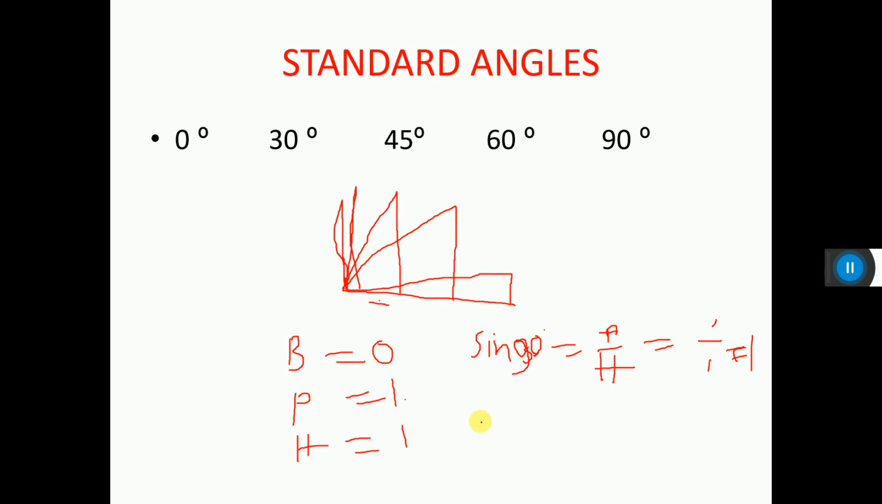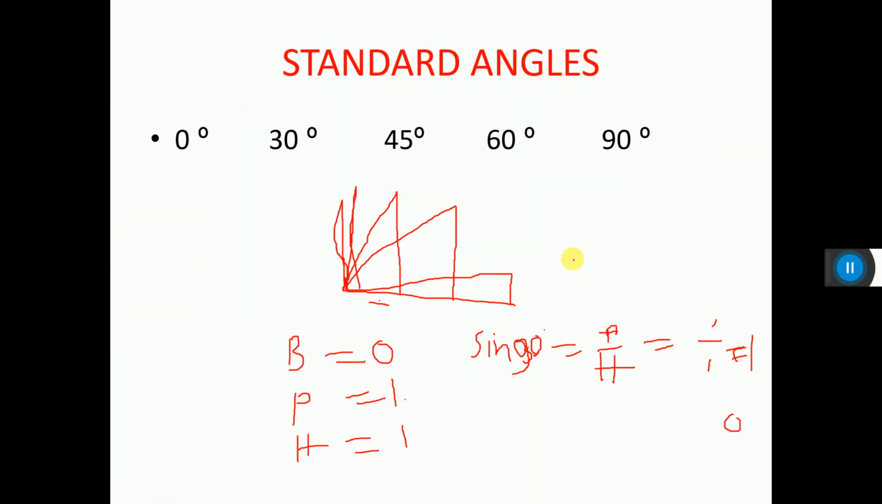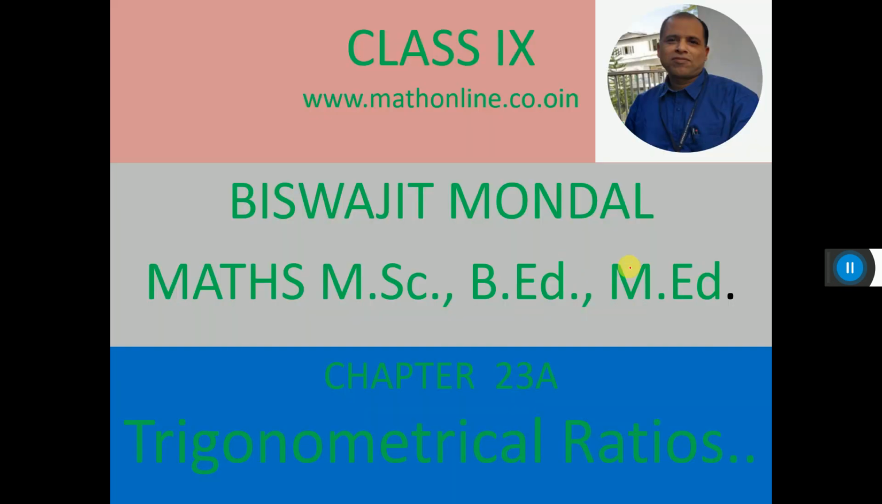Now cos 90 is base by hypotenuse, that is 0 by 1, that is equal to 0. Like this, all values you will get: sin, cos, tan, cot, sec, cosec. This is the actual technique. Now I told 3 techniques. The one which you like most, you do in that way, and that's all for this video.